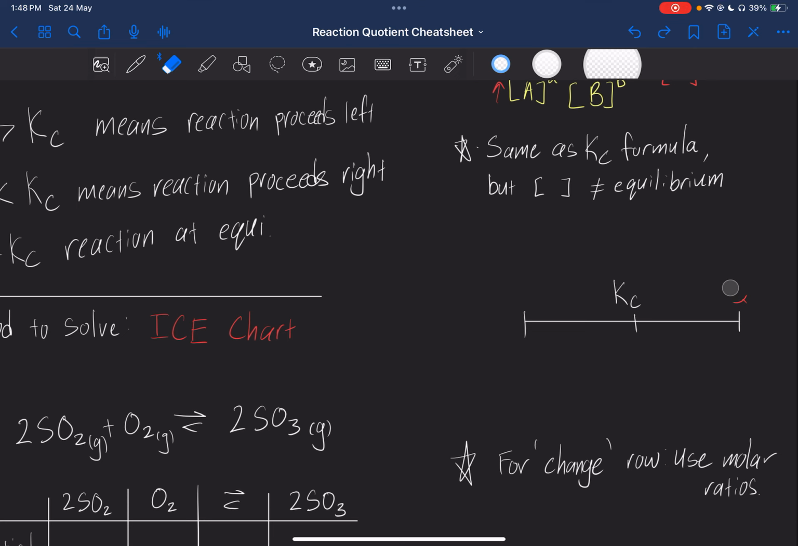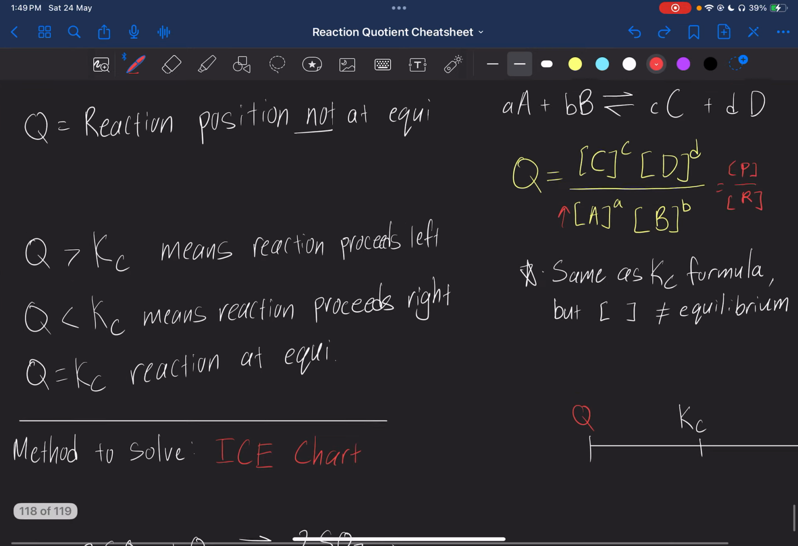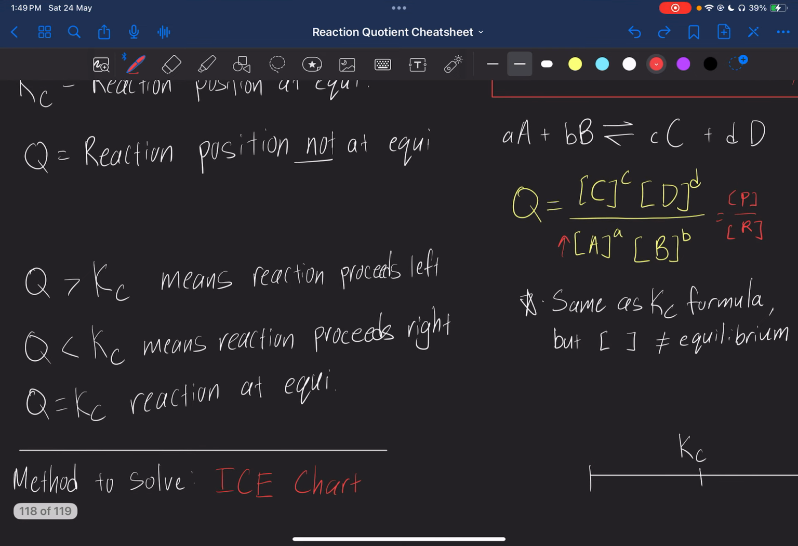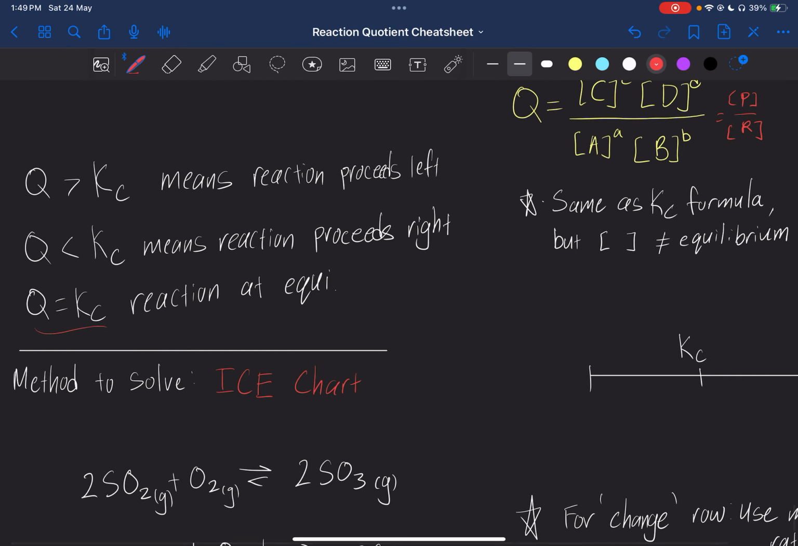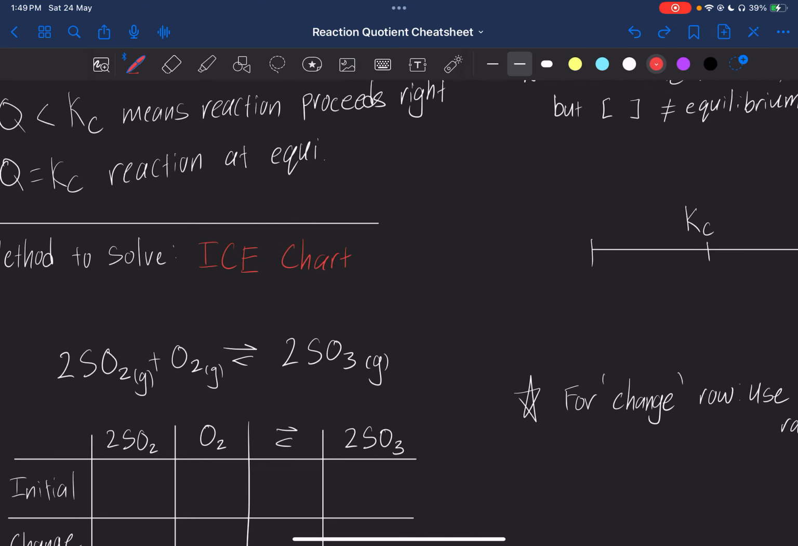So let's do it for the other scenario now. Q less than Kc, so Q will be over here, and Q wants to increase because it wants to reach equilibrium. Now, if Q wants to increase, what could be done to this equation? Q wants to go up, so products want to go up and reactants want to go down. And that's exactly what happens here. It proceeds right. It means that it's favored towards the products, which means that the products are increasing. And there you have it. And Q equals Kc just means the reaction is at equilibrium, just like this. It's not changing and it's already at equilibrium because Kc is the equilibrium constant.